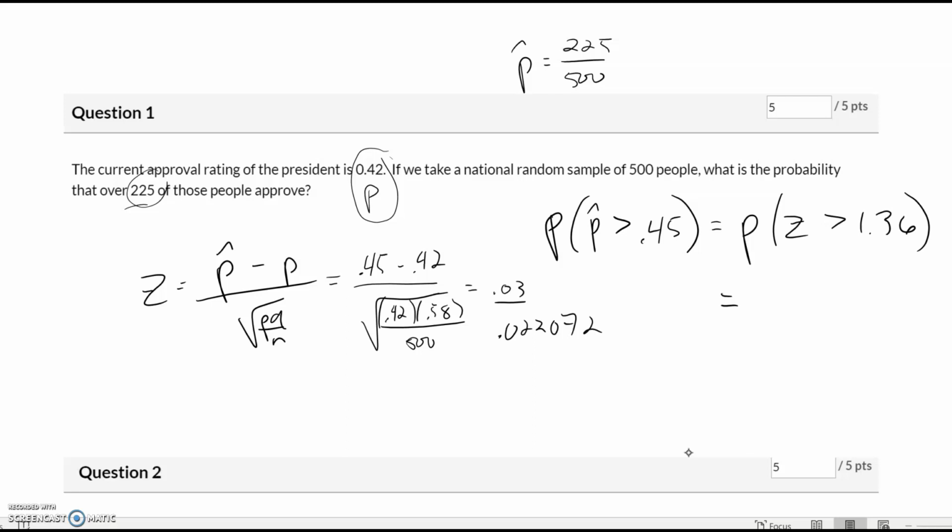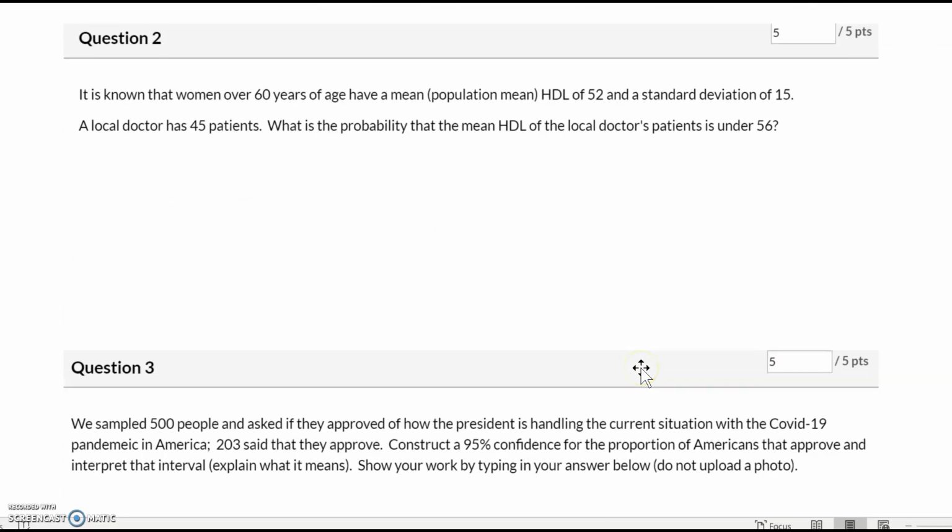The answer should have been, I believe, about 0.0871. Okay, so once we get to z, it's all the same as what we did before. Look it up on your chart. Okay, next question. Same idea, only we're talking about means.